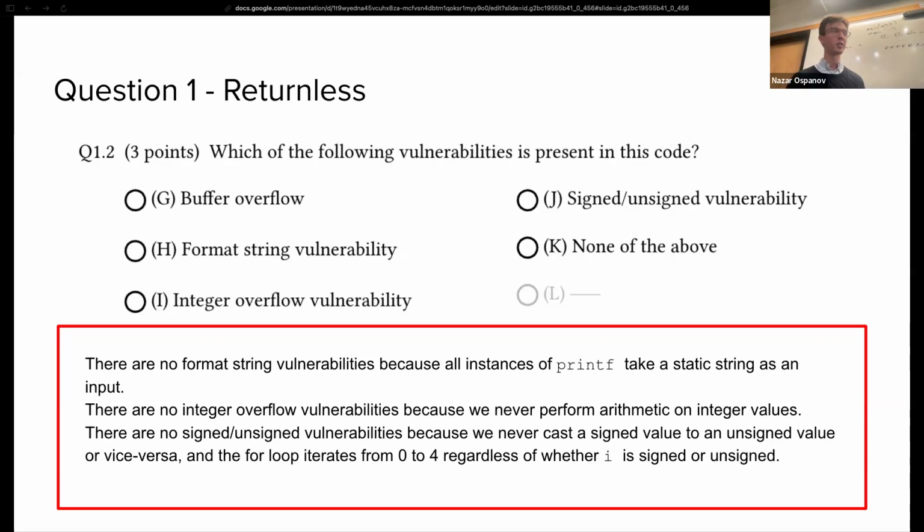No integer overflow vulnerabilities, obviously, because there's not really any place where integers are used over there. And there are no signed/unsigned vulnerabilities because we never cast a signed integer to an unsigned one.